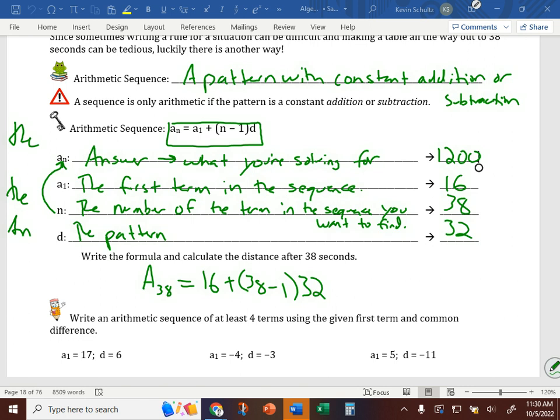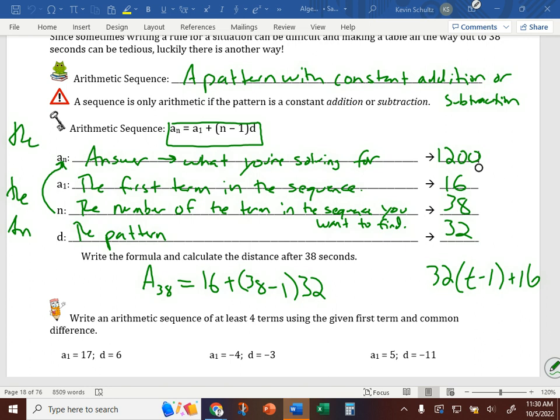And if you'll notice, the formula that we came up with looks very similar to this. It's kind of in a different order, but it's got all the right pieces. We came up with 32 times t minus 1 plus 16. Those two formulas are exactly the same. We're taking 38 minus 1, multiplying by 32, and then adding 16 onto that.